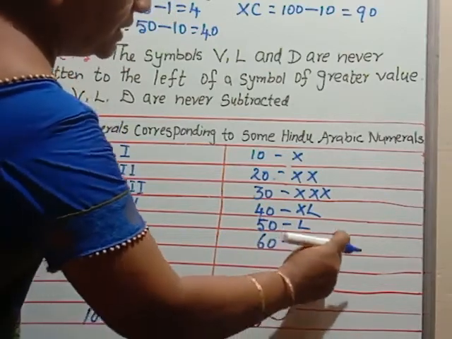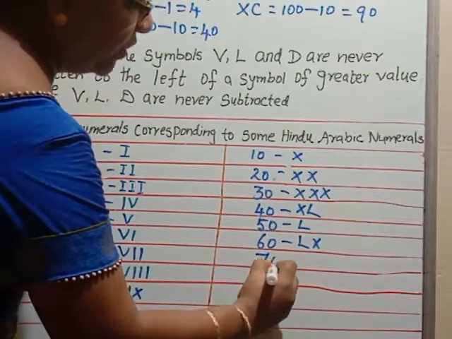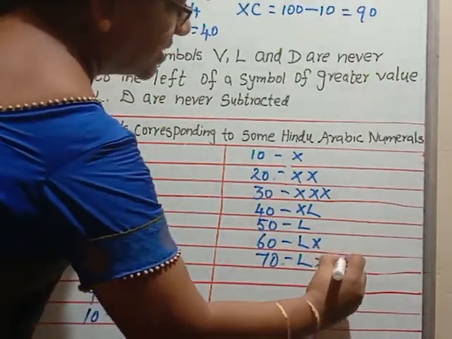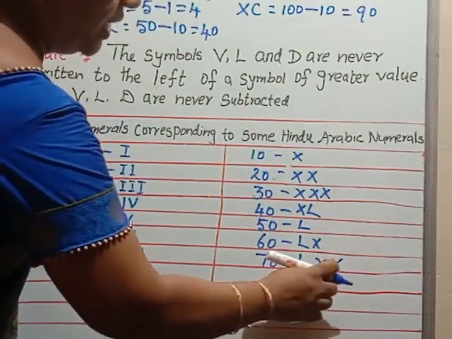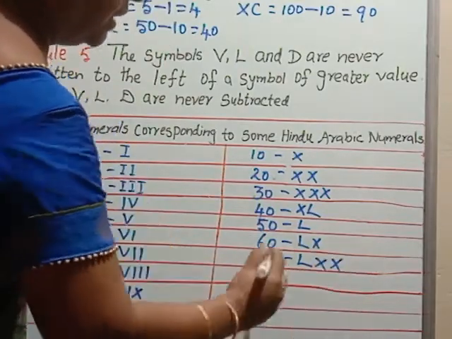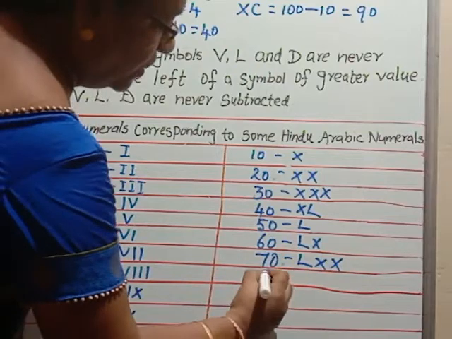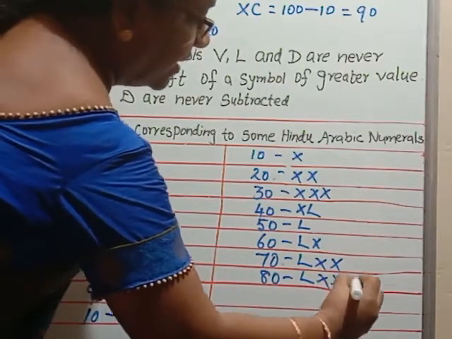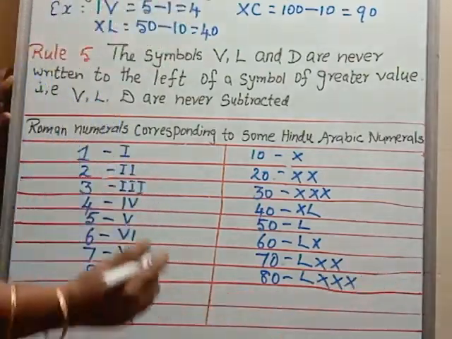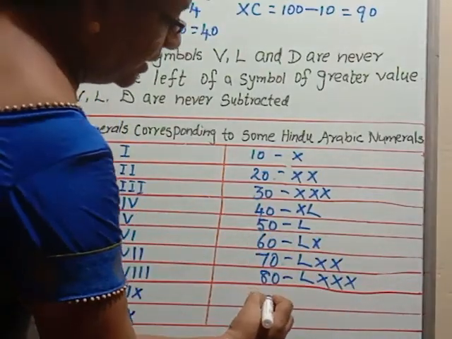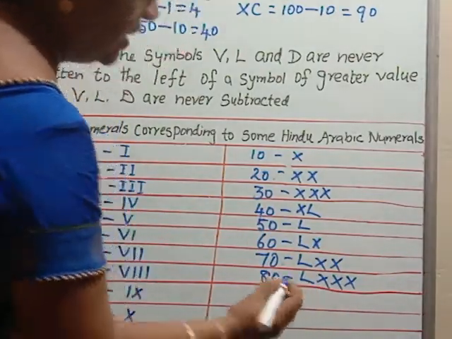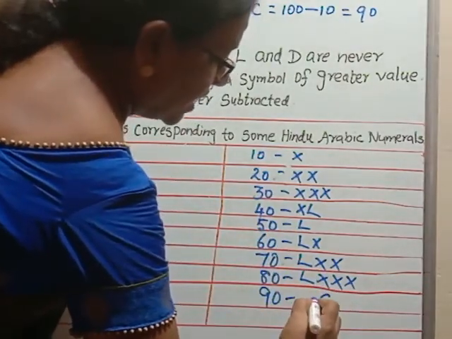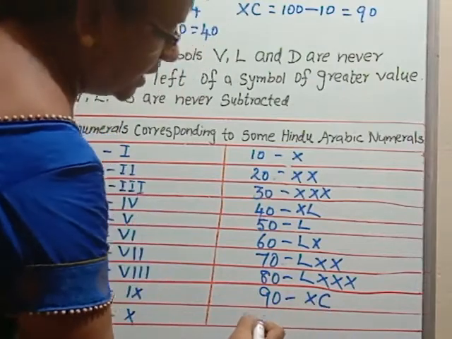That is 50 plus 10, 60. What for 70? LXX. Here L value is 50 plus 10 plus 10, it will become 70. What for 80? LXXX. Here X is repeated 3 times, we have to add it. Now 90. There is no definite symbol. So we are doing C, which is 100, minus 10, it's 90.